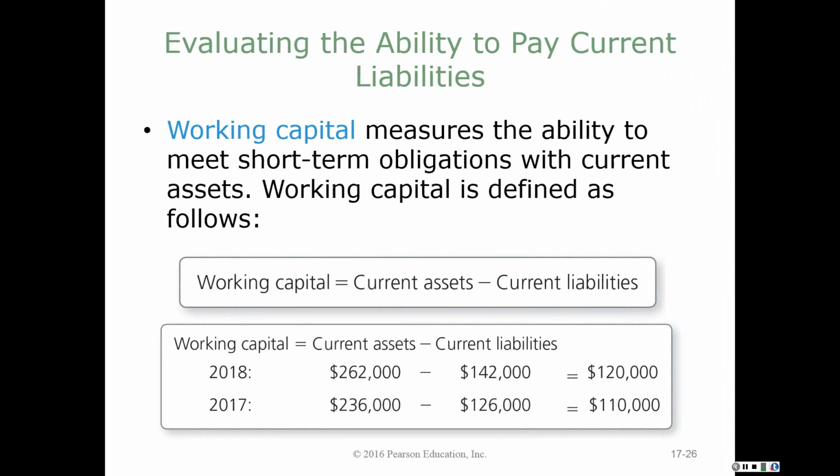And we begin with, what ratios would we use to analyze how well a company can pay their current liabilities? And one of the first is working capital, right? And this is really one of the most basic ratios. It's simply, if I take all of my current assets and subtract my current liabilities, this is the working capital that I have available to me.